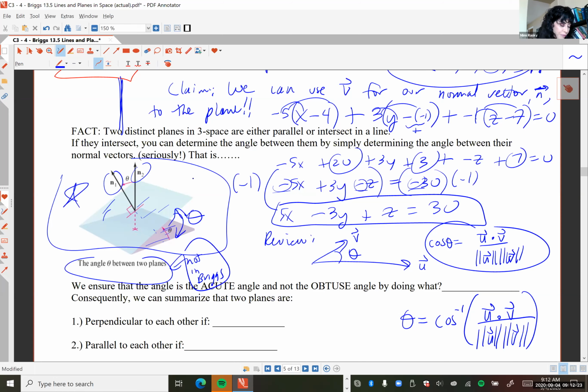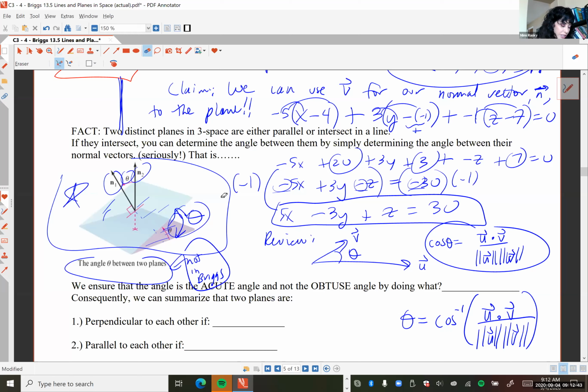And what you do is, or excuse me, maybe I said the opposite. I think N2 is actually the pink one's normal vector. And then if you find the angle between those two normal vectors, it's going to give you the same answer as the angle down here between the two planes, with a little twist to it.